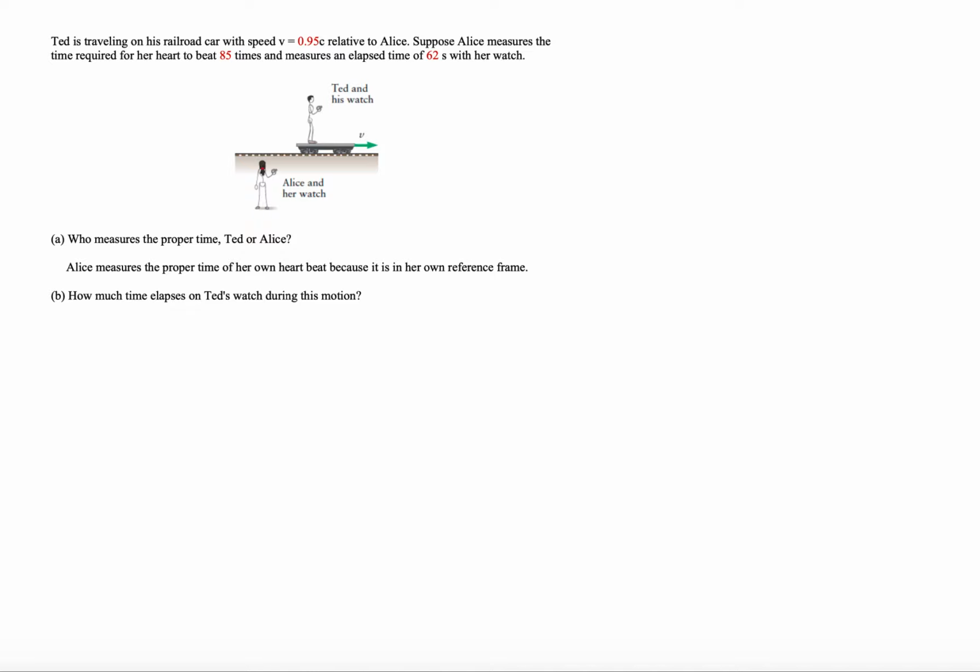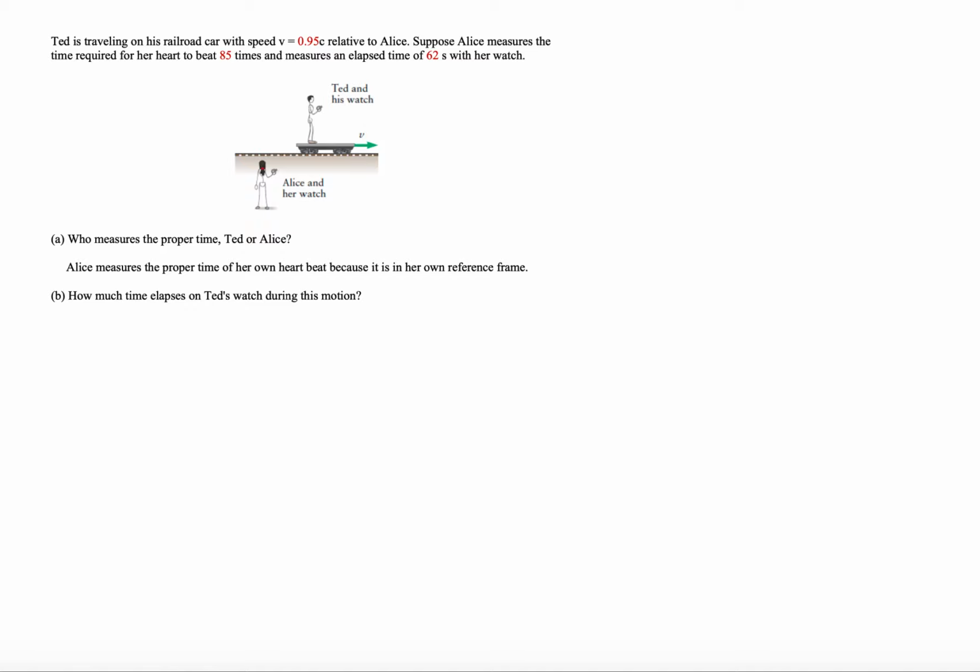All right, so this one says Ted is traveling on his railroad car with a speed of 95% of the speed of light relative to Alice. Now, Alice measures the time required for her heart to beat 85 times, and she measures an elapsed time of 62 seconds on her watch for this event. So it's asking who can measure the proper time, Ted or Alice? And the answer is Alice measures the proper time of her own heartbeat because it's in her own reference frame.